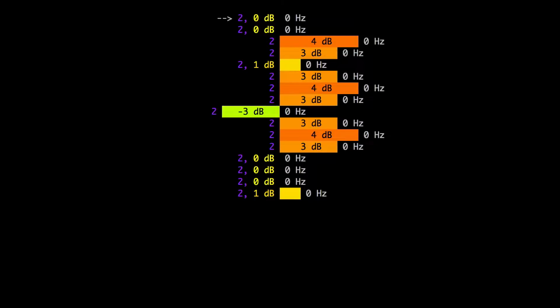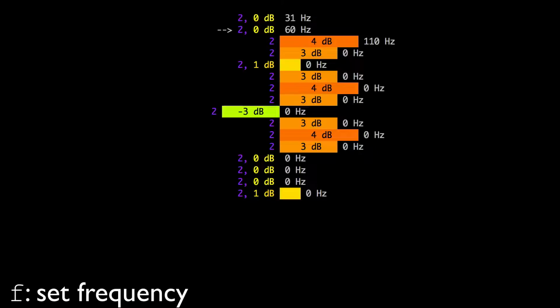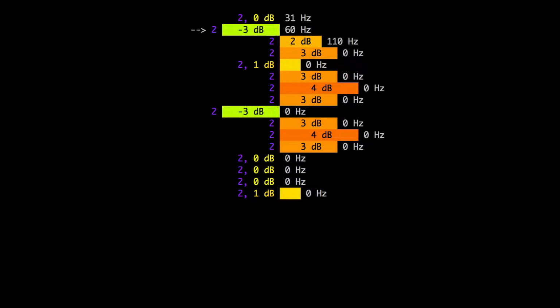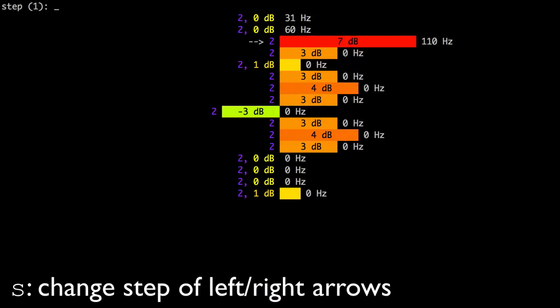In order to change the frequency, you just type F, and then you can change it to whatever you want. So I'll just make it 31, and then F60, F110, and then now you have these nice 2 Q factor bands. If you don't like how slow this is or how fast this is, you can change the step by pressing S and then typing the number you want.